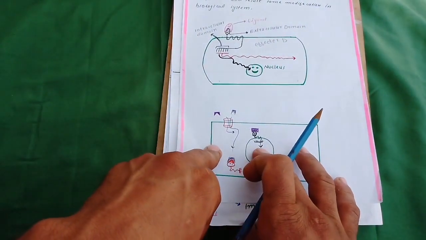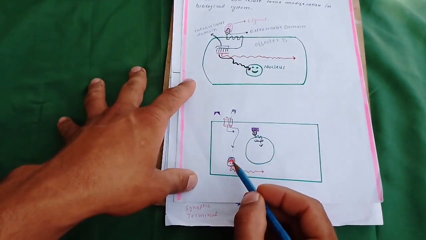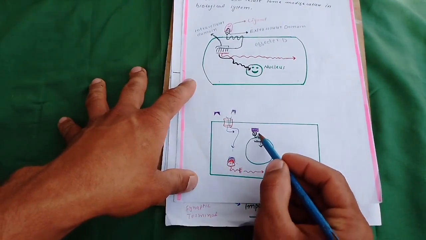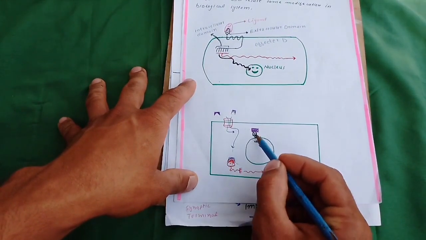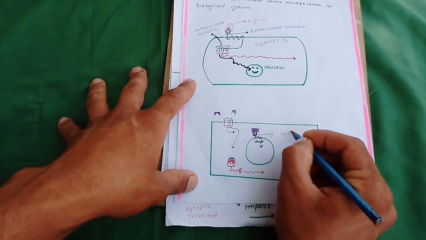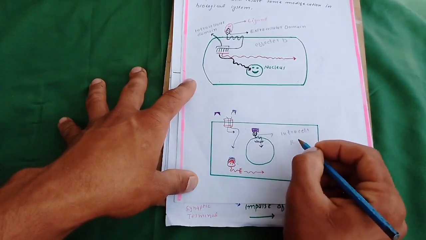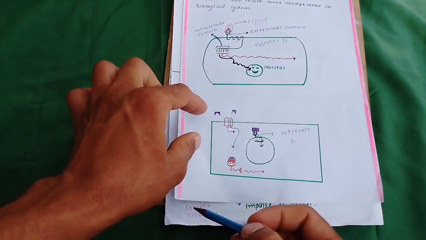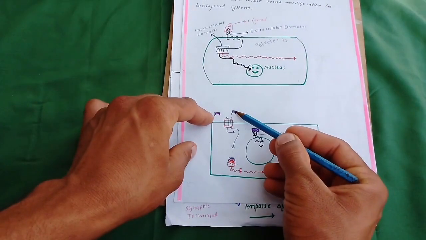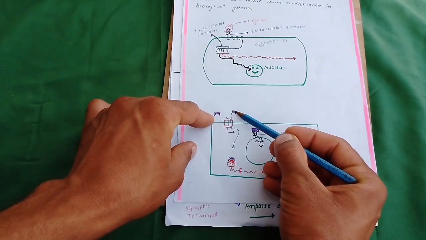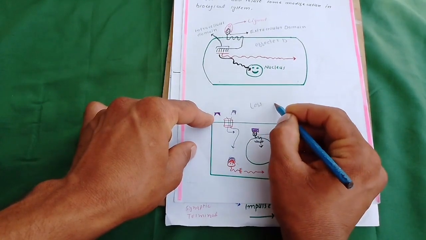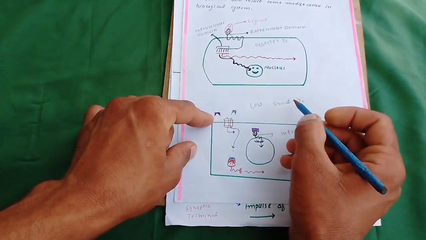Another receptor is the intracellular receptor. The receptor which is present in the cytoplasm or on the surface of the nuclear membrane is called an intracellular receptor. So this is the intracellular receptor, whereas this is the extracellular receptor. Suppose this is the ligand. This ligand is permeable, with the least charge and small size. Okay, so this is permeable.